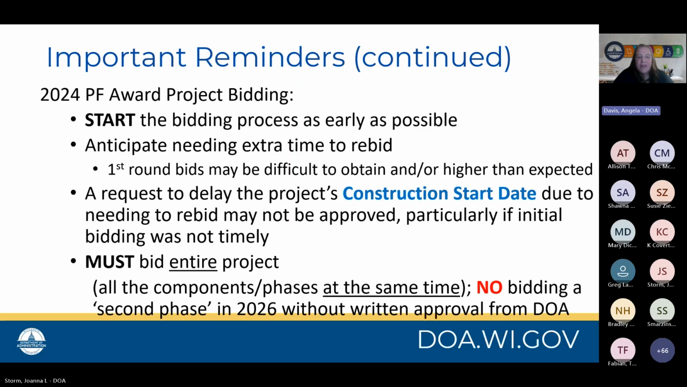Also, something that was changed the last couple of years is that we do require that you bid an entire project. So not waiting to bid phase 2 and phase 3 of a project, because again, these can delay construction. So you must bid the entire project at the start. All components and phases must be bid at the same time. And again, no second bidding because these have tended to cause delays in projects, and we want to avoid that as much as possible.